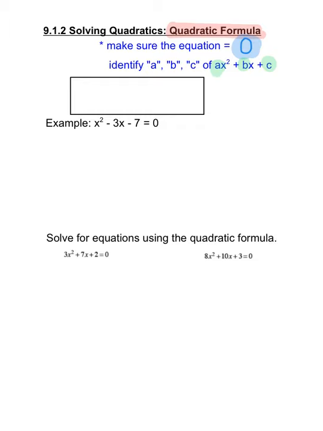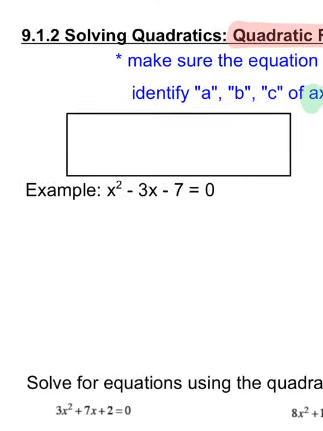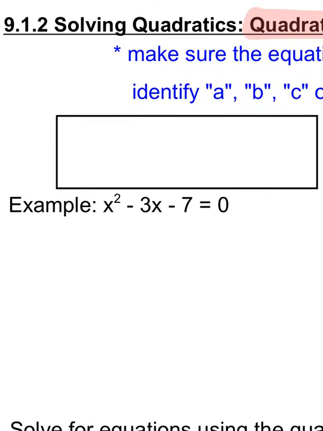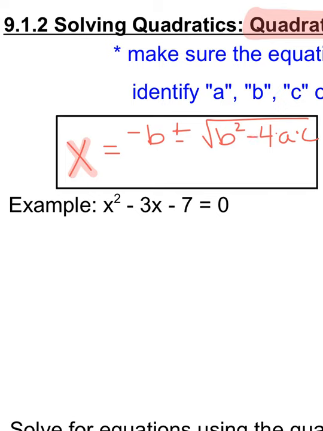Here is the scary quadratic formula. You're going to write it in your box just along with me. So the formula is x equals opposite of b plus or minus square root b squared minus 4 times a times c, all over a fraction of 2a. Looks terrifying. It's not that bad.